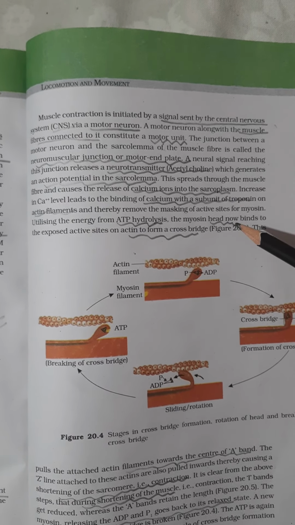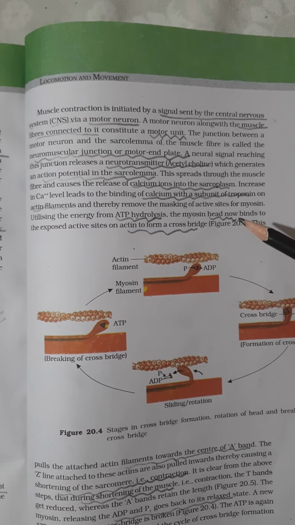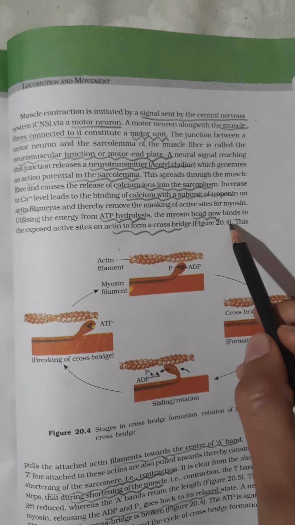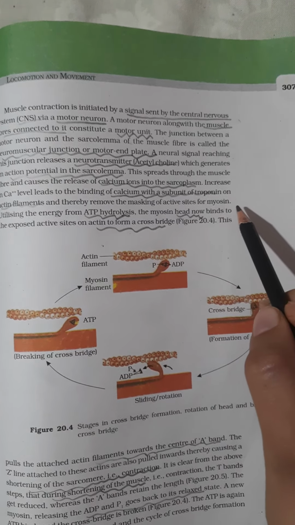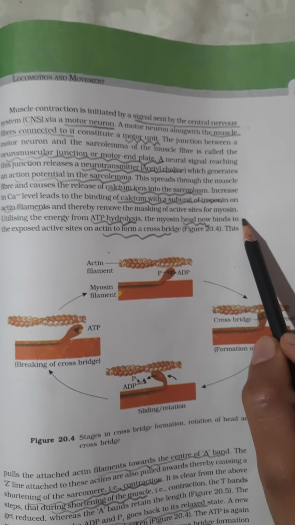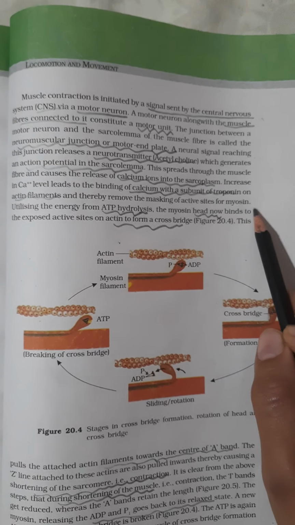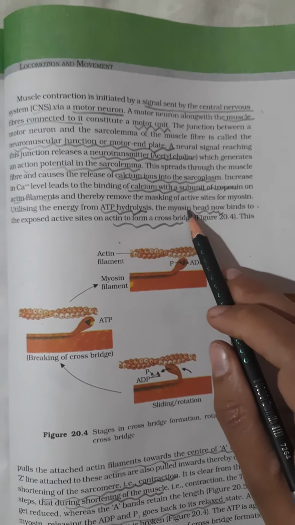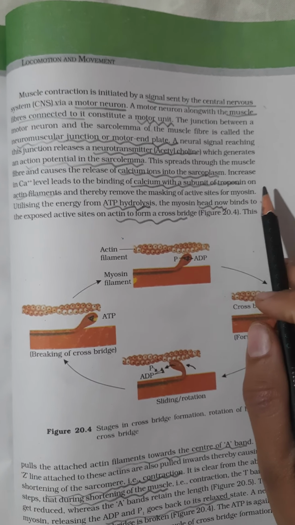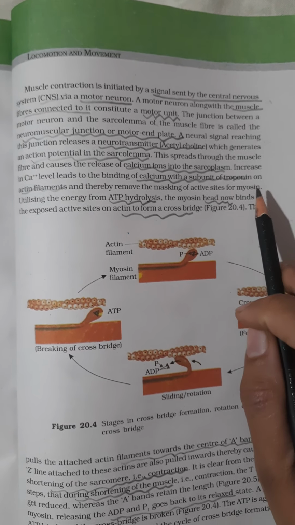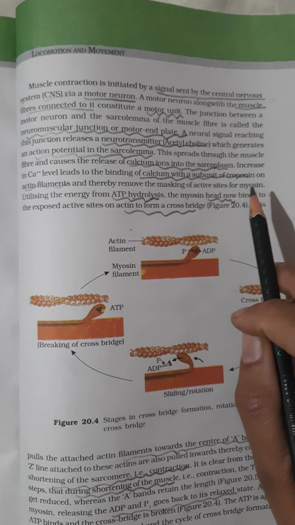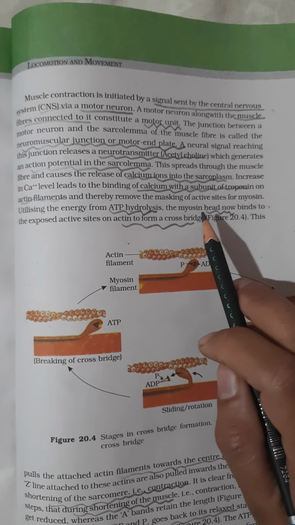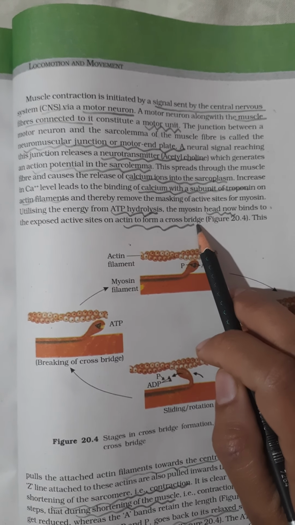Any neural signal reaching this junction will release a neurotransmitter that will generate an action potential. Now, this spreads through the muscle fiber and causes the release of calcium into the sarcoplasm. Because of this calcium, the troponin which was masking the site on the actin filament is relieved, as calcium binds to it. So the masking of the active site is finished, meaning the sites are revealed here. So actin will now bind to myosin. Energy of ATP will be utilized by ATP hydrolysis.